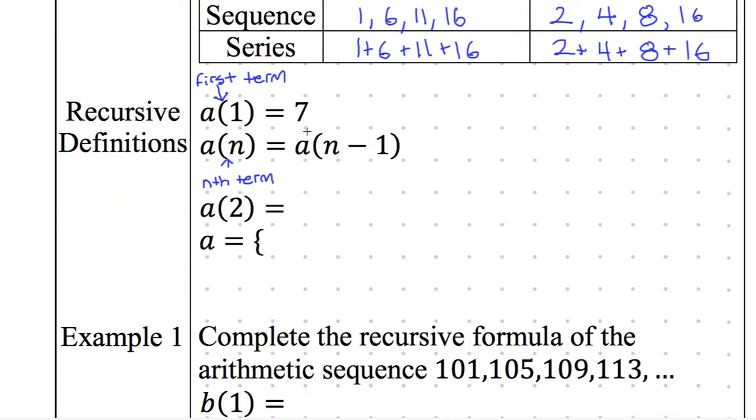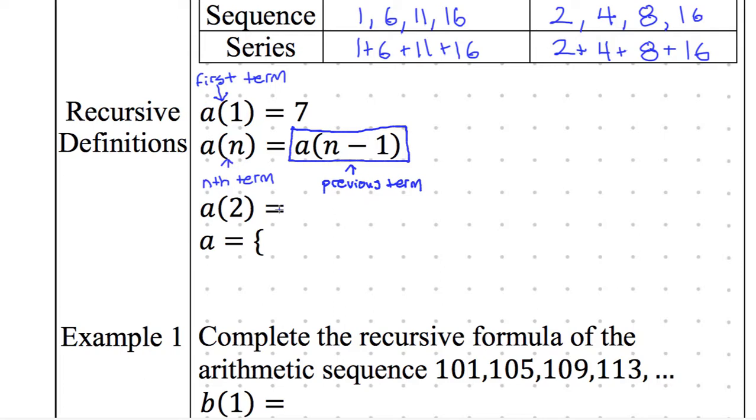What is this thing? A of n minus 1. Put a box around a of n minus 1. This thing right here is the previous term. This is like when you're trying to find, say, when x is 10, what's y? And then you have to use n minus whatever.